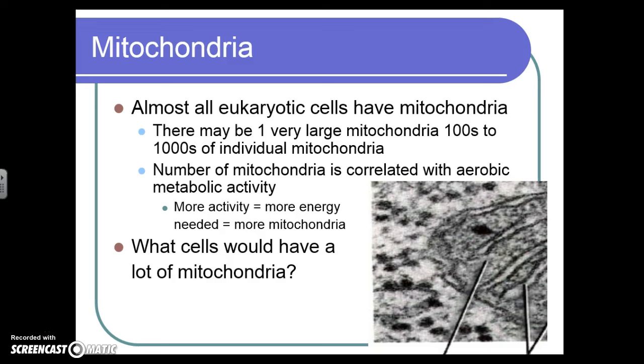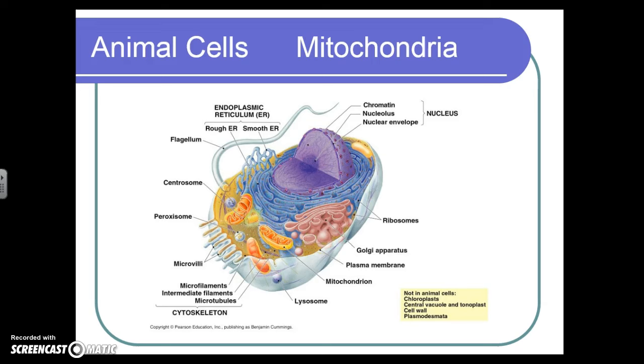Almost all eukaryotic cells have these mitochondria. There may be one very large mitochondrion, or hundreds to thousands of individual mitochondria. The number of mitochondria is correlated to what the cell's job is. So, for example, our brain cells that need a lot of energy, or our muscle cells, are going to have a lot more mitochondria in them than cells that maybe don't use as much energy. Okay. Animal cells, here's just another illustration so you can see where the mitochondria are located.